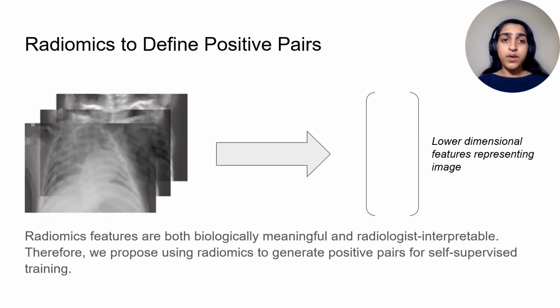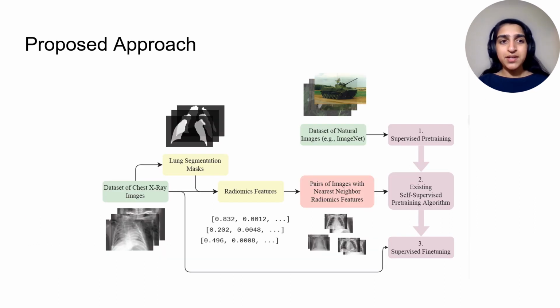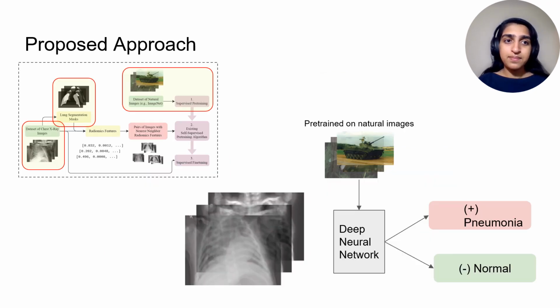We propose the use of radiomics, which are a low-dimension set of features that can represent a medical image. We hypothesize that images with similar radiomics are more likely to share the same label. Specifically, we propose an approach that uses supervised pre-training, then a self-supervised pre-training step, now using positive pairs defined through nearest neighbor radiomics, and finally supervised fine-tuning.